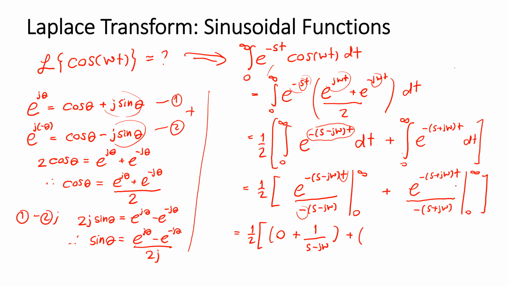Again, for here, when time t equals infinity, e power minus infinity, 1 over e power infinity, is going to be 0. Minus is going to be plus s plus j omega, and when time t equals 0, e power minus 0, e power 0.